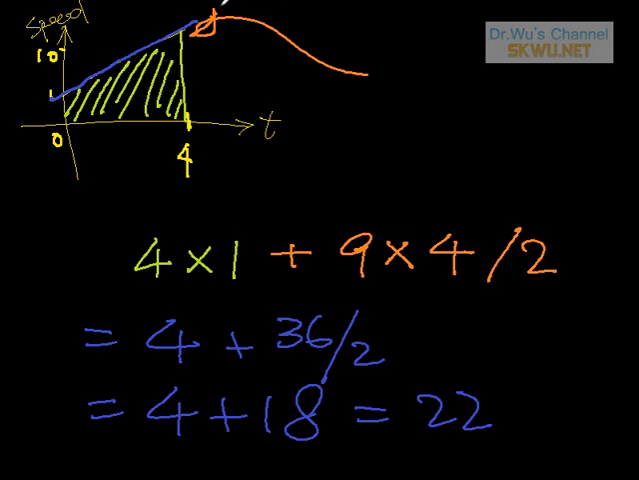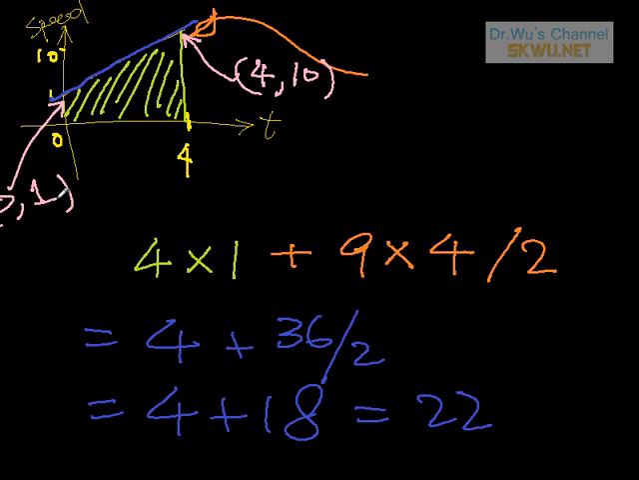We know there are some coordinates. For example, this one in here, the time is 4 and the speed is 10. This point in here, the time is equal to 0 and the speed is equal to 1.